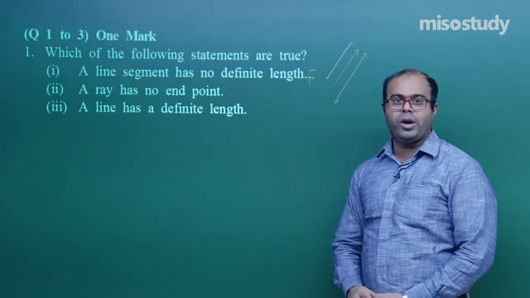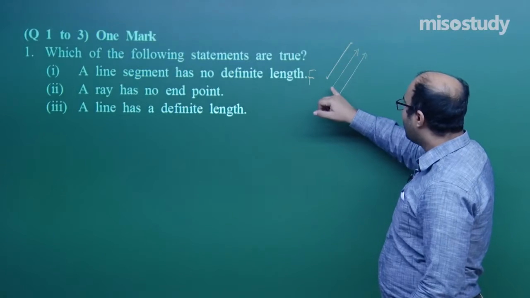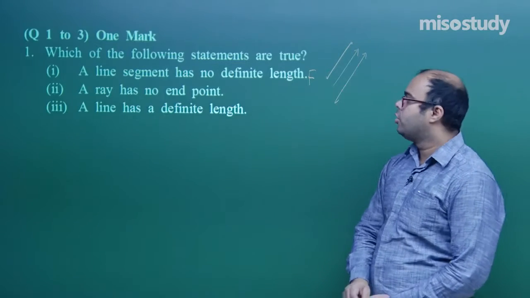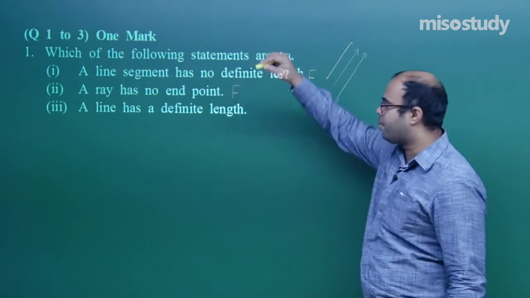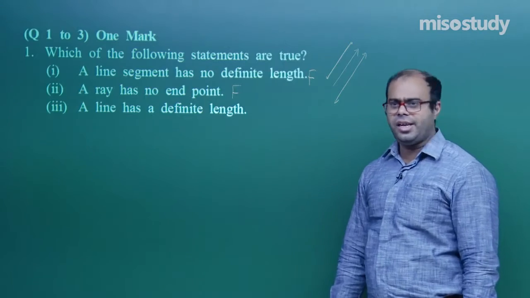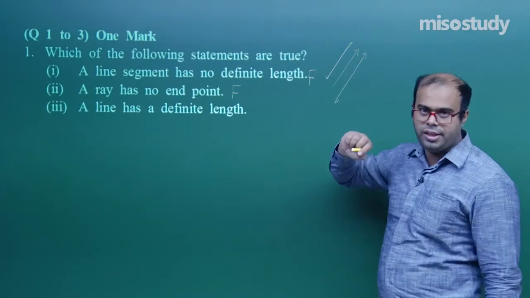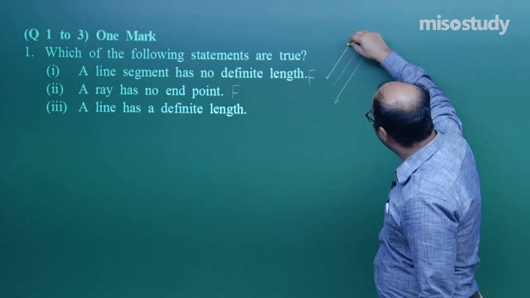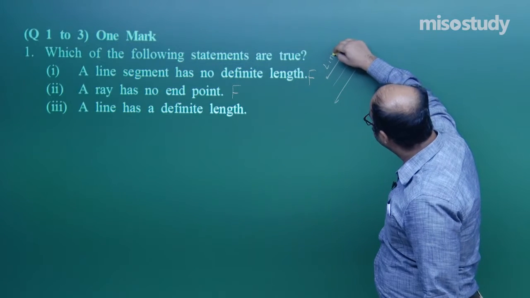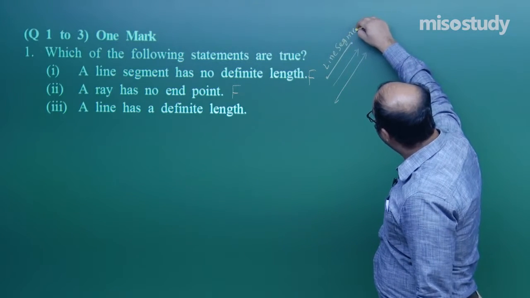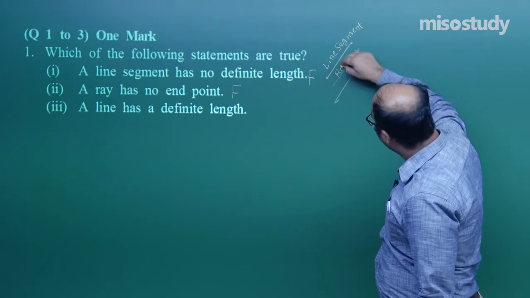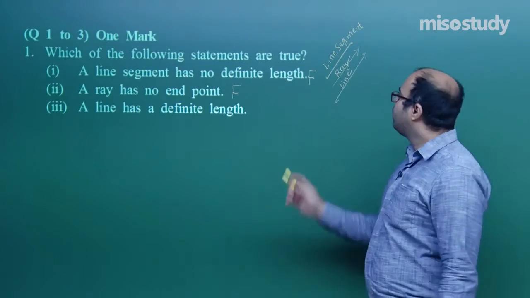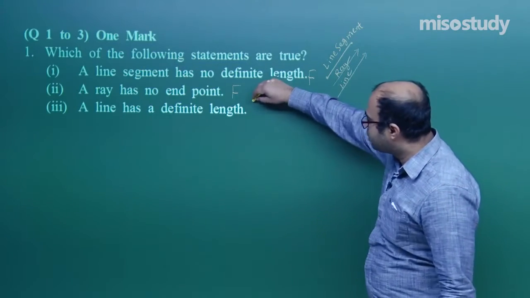A ray has no end point, as we just discussed. A ray has one end point, which is the starting point, and the other side is not an end point. So, this is also false, it has one end point. A line has a definite length? No, a line does not have a definite length, because it extends to infinity on both sides. So, what I have drawn here is a line segment, this other one is a ray, and this third one is a line. Line and ray do not have a definite length, but line segment has a definite length. So, this is also false.